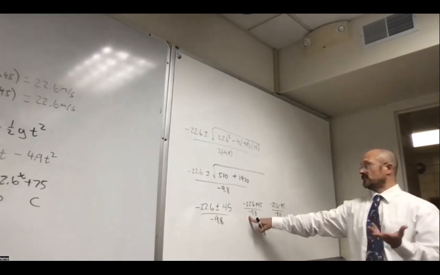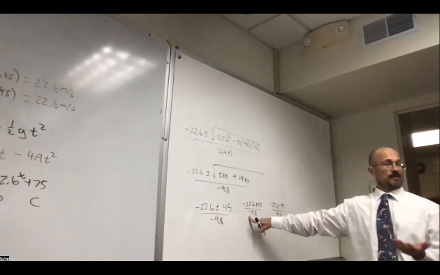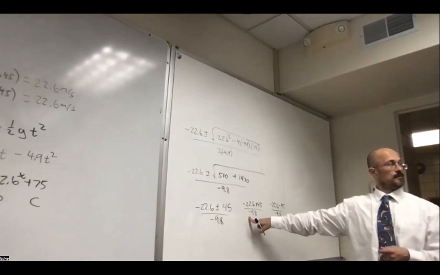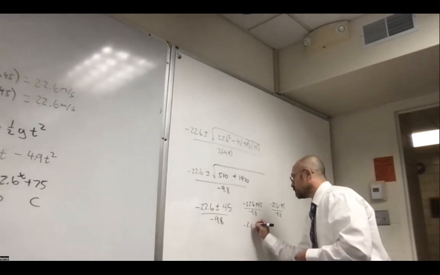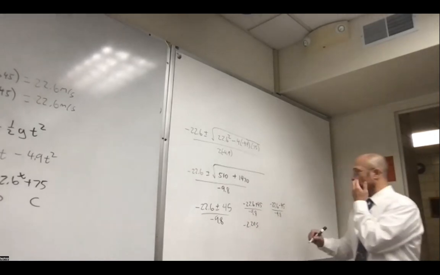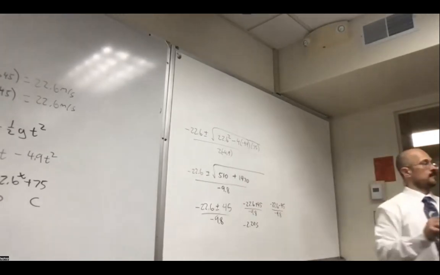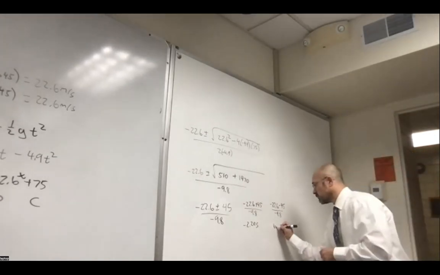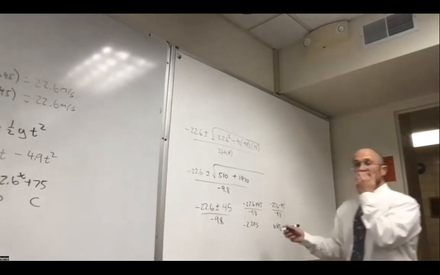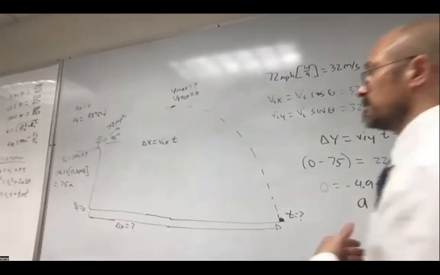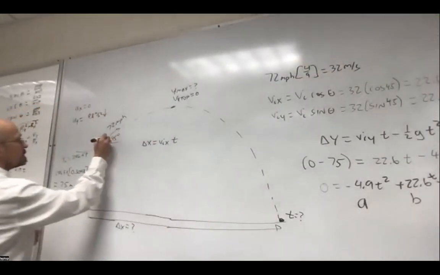Because this is like 22 divided by 9. What was this one? Negative 2.24. Negative 2.24 seconds. And then this is negative 68 divided by 9, 6.85. So now notice we have 2 solutions. And why do we come up with 2 solutions? Well, let's take a look at our picture real quick. So negative 2.2 seconds is right here.